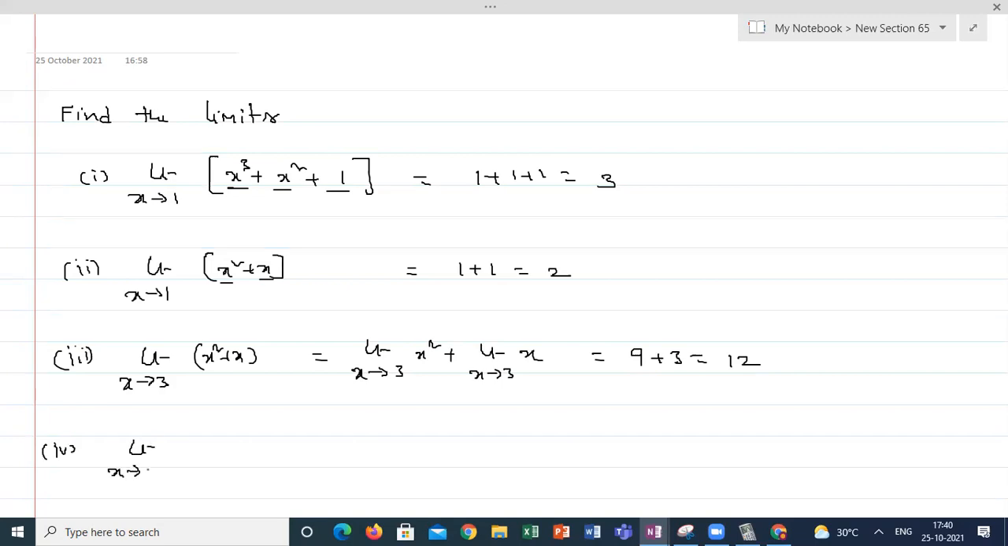Limit x tends to minus 1. Don't confuse: 1 minus is different, minus 1 is different, 1 plus is different, minus 1 minus is different, minus 1 plus is different. So limit x tends to minus 1 of 1 plus x plus x square plus and so on up to x power 10. Calculate the value and let me know your answer. Check it properly and let me know the answer.